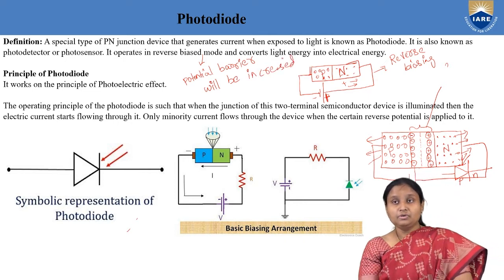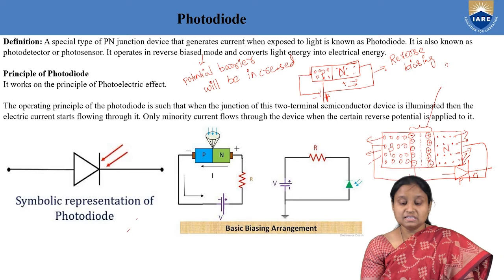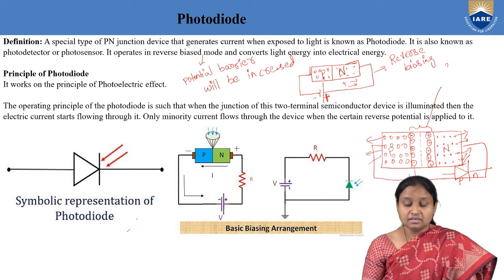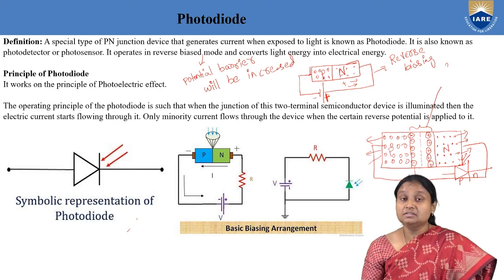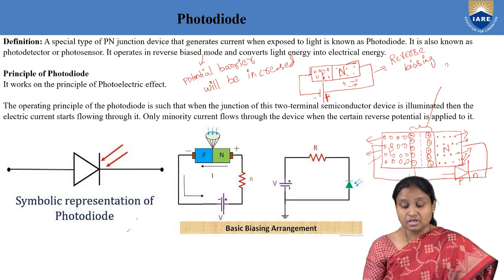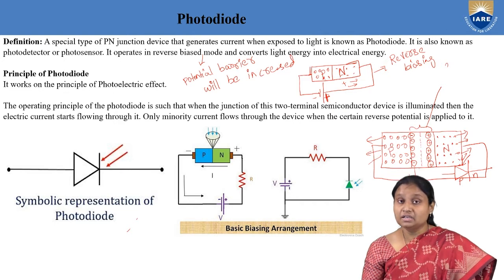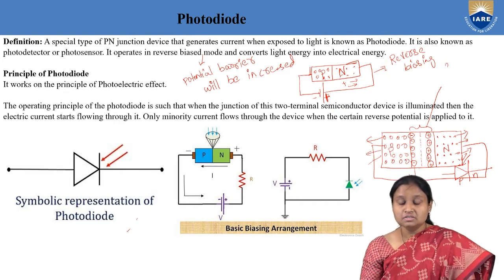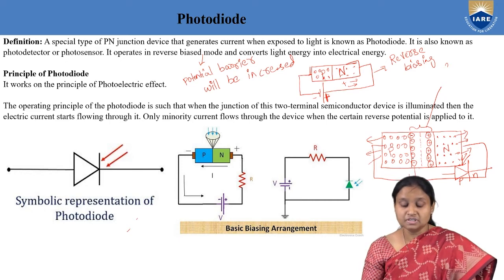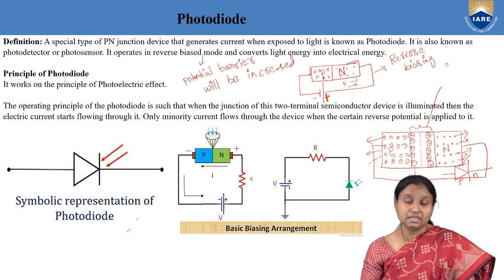And when we talk about the flow of current, what do you mean by the potential barrier being increased? It means that there is an increase in the number of immobile charge carriers. So in this depletion layer, the number of immobile holes and immobile electrons is going to increase. Because there is no flow of charge carriers, when a PN junction is reverse biased, it is taken as an insulator.